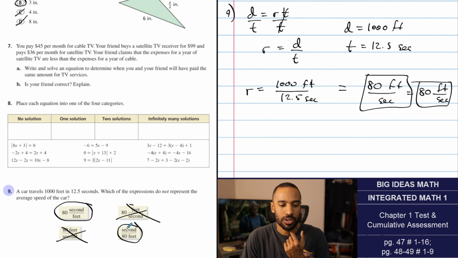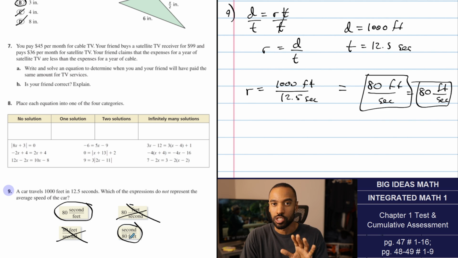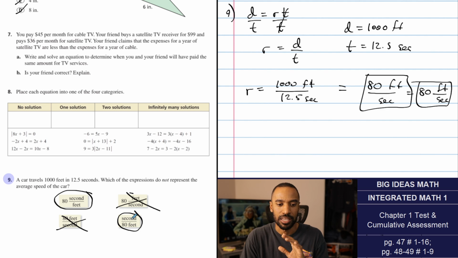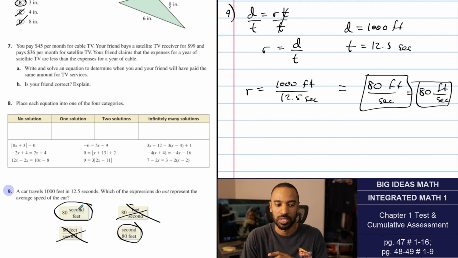Now, what I want to state here is 1 second every 80 feet is appropriate. It's just not the rate. Our rate is distance over time, not time over distance. This is an incorrect answer, period. But they said which ones don't represent it. These ones don't represent it.